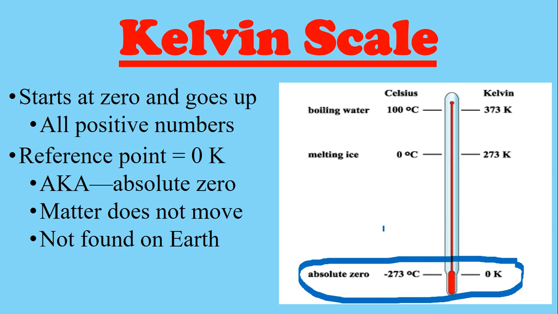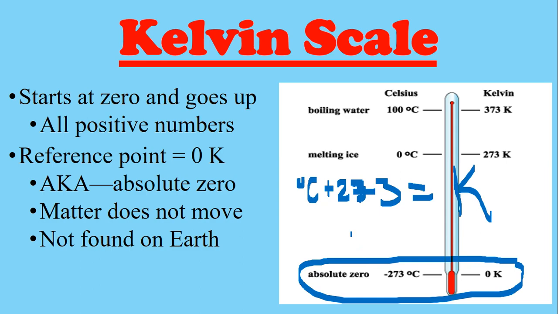That's when matter does not move. Even solids vibrate a little bit, but when you're at absolute zero, they don't move. Good thing about it, we do not find it on Earth. The easiest thing to know is that if you have your degrees Celsius, you add 273 to it, and you have your Kelvin. That's how you convert this here.